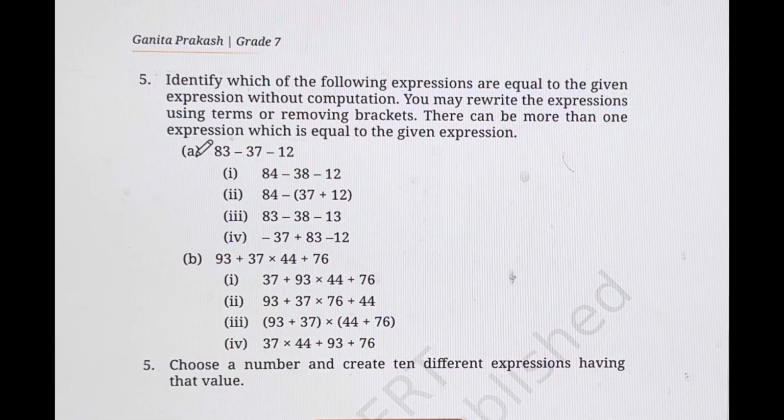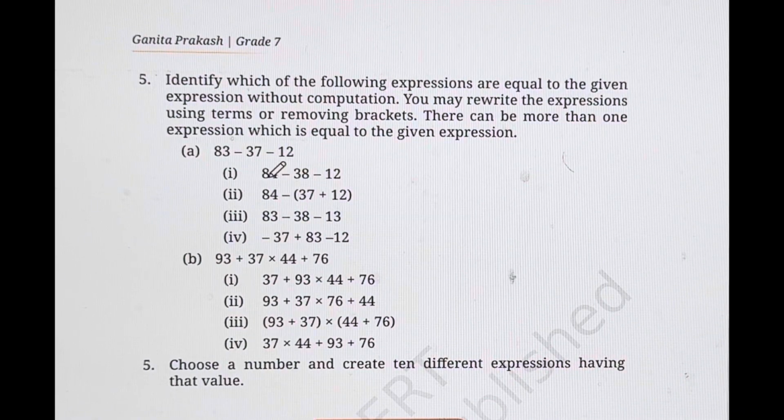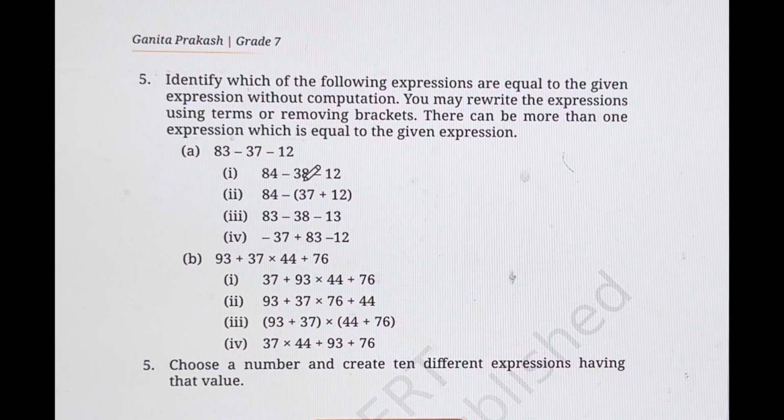So here if we see first one, the expression is 83 minus 37 minus 12. Right? So if we see the first one, what is the change here? It is 83. Here they have made it 84. But in the subtraction also they have increased one number. So 37, here it is 38. So here the value will be same in both the cases.